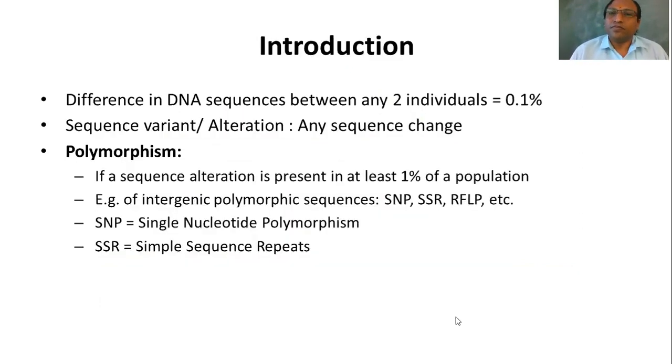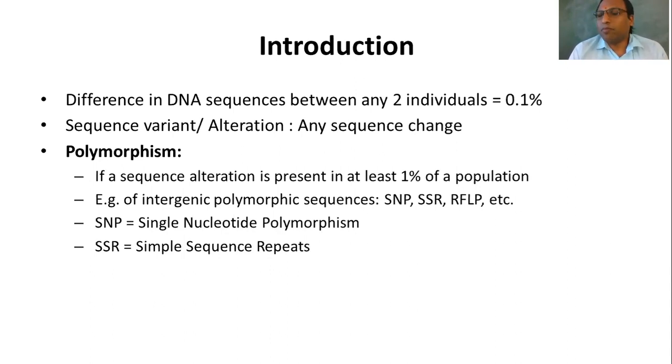So like this, there are so many things associated with disease mapping. The introduction to this is that the difference in the DNA sequences between any two individuals is nearly 0.1%. So the sequence variant, version or alteration, can occur at any sequence in this.